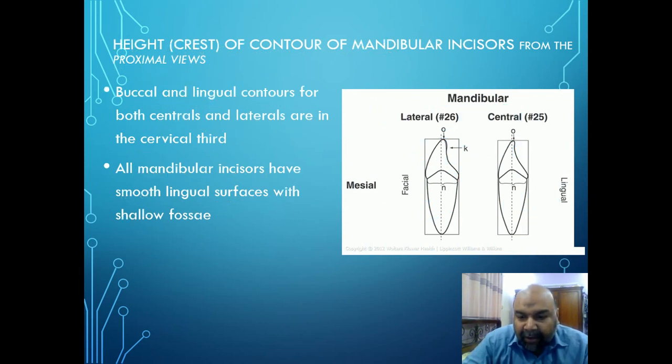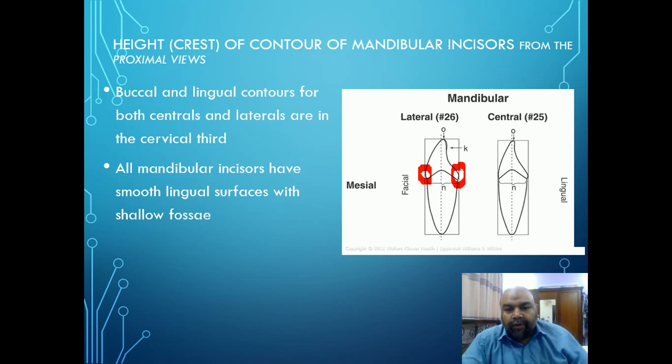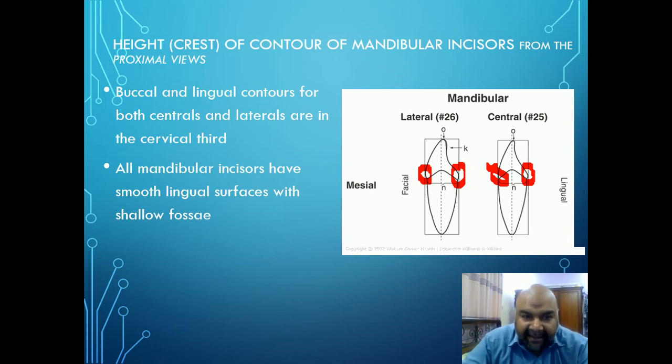Okay, another thing is the buccolingual contours. The buccolingual contours are also known as the cervical ridges. Wheeler's calls them cervical ridges, while Berkowitz calls them the buccolingual contours. And by contours, we mean the most bulbous part on the facial aspect as well as the lingual aspect. Both of them are found on the cervical aspect, almost on the cervical third.